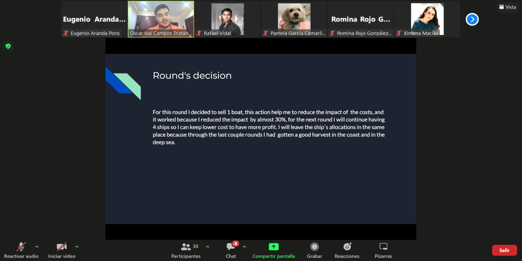And the round's decision. For this round, I decided to sell one boat. This action helped me to reduce the impact of the cost, and it worked because I reduced the impact by almost 30%. For the next round, I will continue having 4 ships, and I am going to position them strategically, not caring about the cost that could be higher because I already sold that boat.